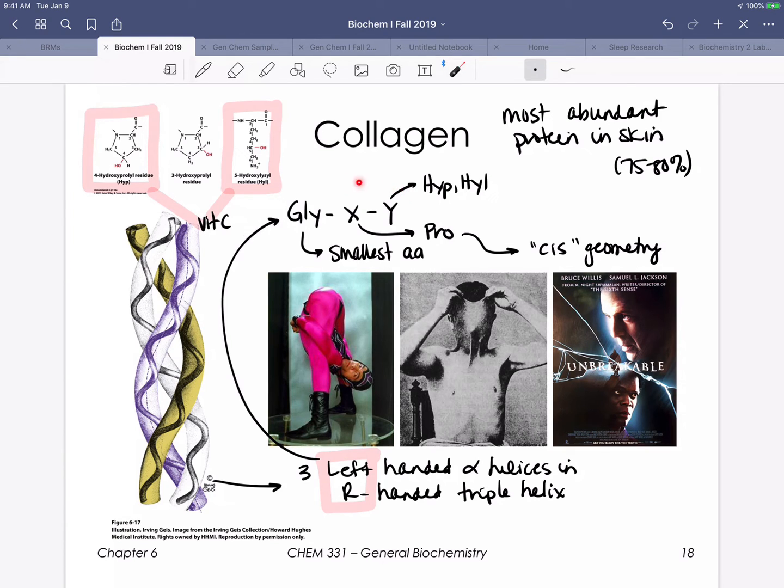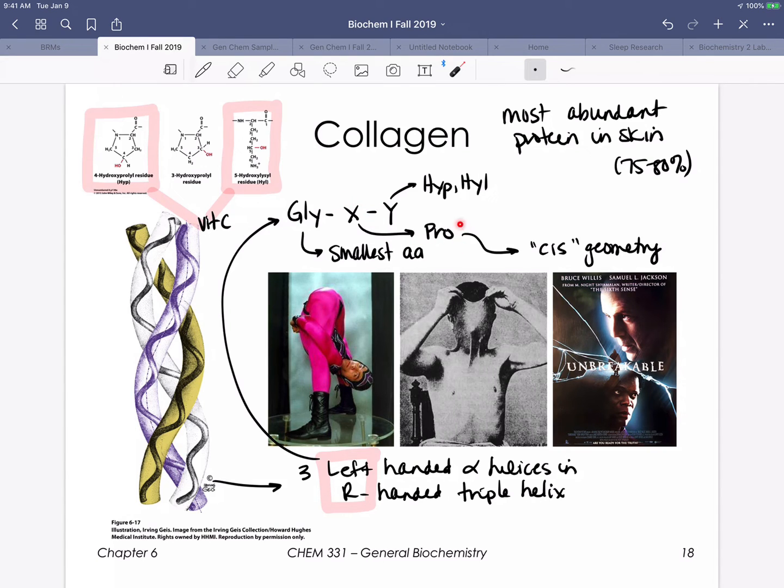So one of the things that's unique in terms of the makeup of collagen is the 3 amino acids that we tend to see there. And we tend to see them in this repeat. Glycine, XY, glycine, XY, glycine, XY. Glycine we have there because it's the smallest amino acid. Remember I told you for these left-handed alpha helices, we tend to have some steric constraints. So there's only going to be some very specific amino acids that can fit there. Glycine fits there because it's small.